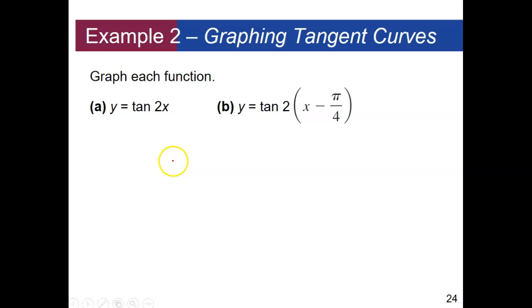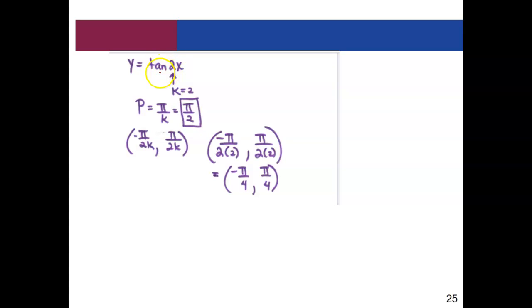Okay, if we look at these examples here, we've got two tangent graphs that we're working with. The k in both of these is 2. So we know that we're going to have a period change because of that. So here's the k's. This one actually has a phase shift. For the phase shift, it's going to be to the right pi over 4.